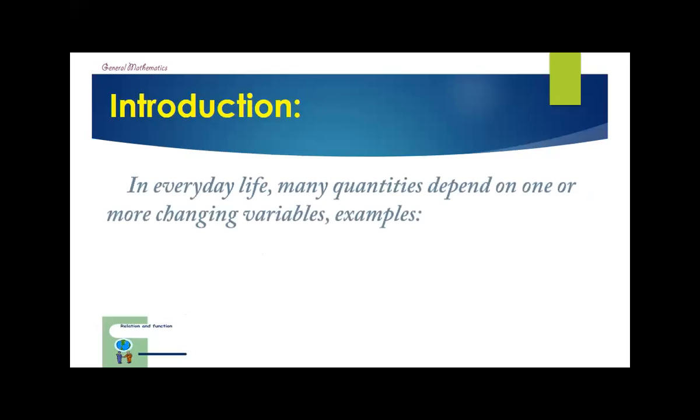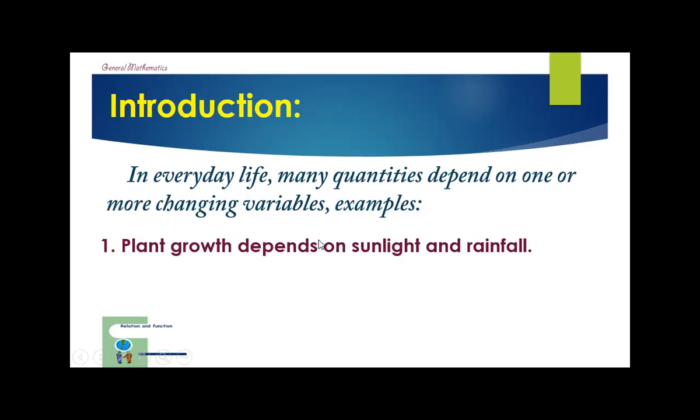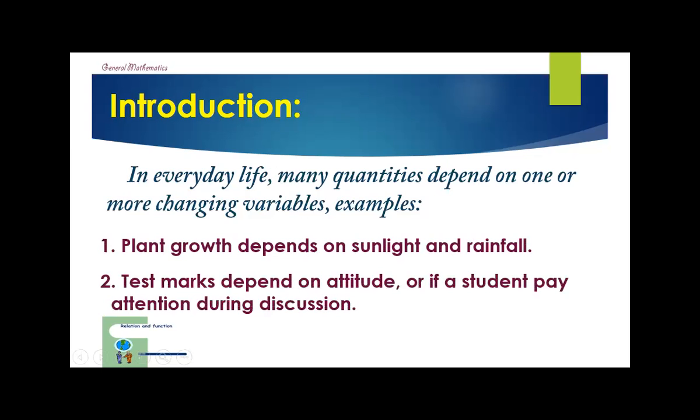So for introduction, in everyday life, many quantities depend on one or more changing variables. I will give 2 examples. The first one is plant growth depends on sunlight and rainfall. Second one, test marks depend on attitude, or if a student pays attention during discussion.